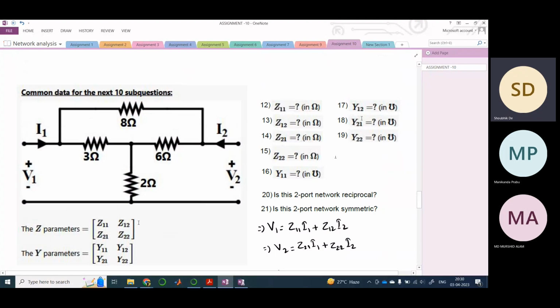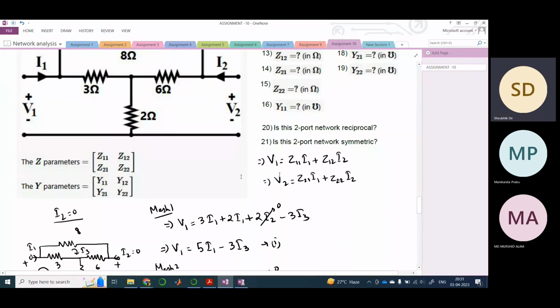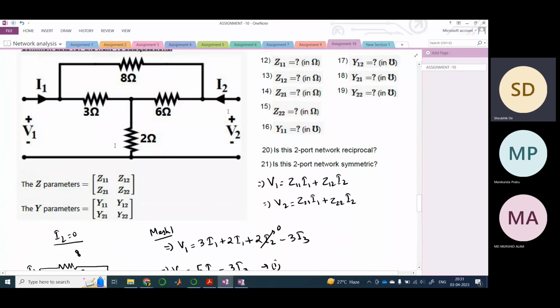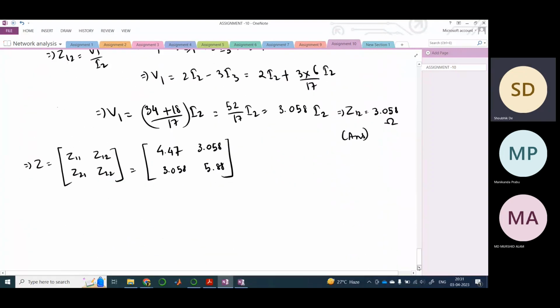So one way you can do it, see here. What is the equation of the y parameter? It's I1 = y11 v1 plus y12 v2. You need to solve for v2, then find out each of these. So it will take this amount of time. Rather, there is a shortcut.